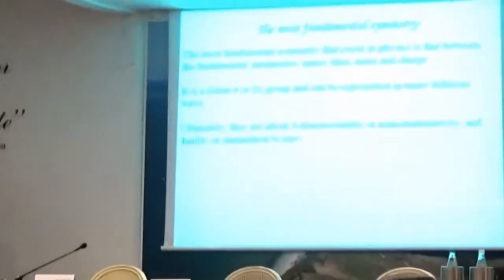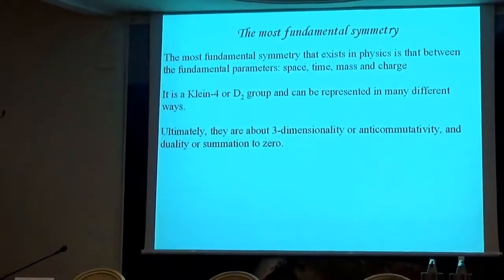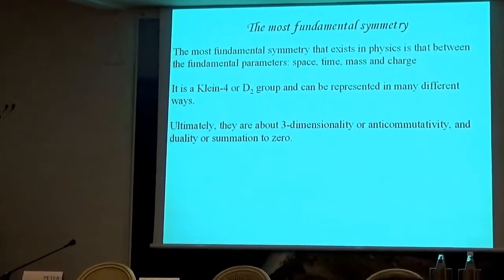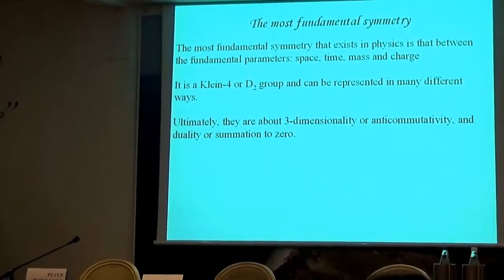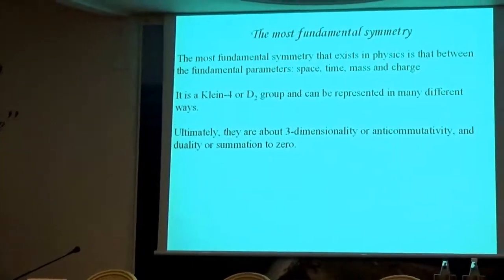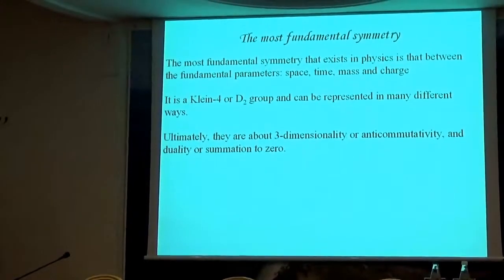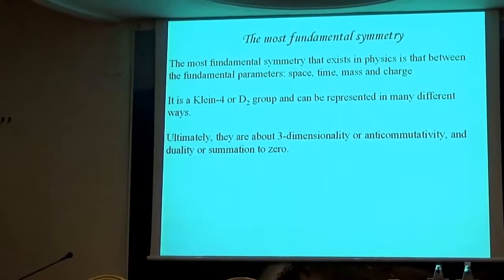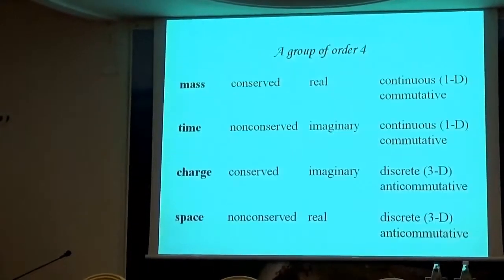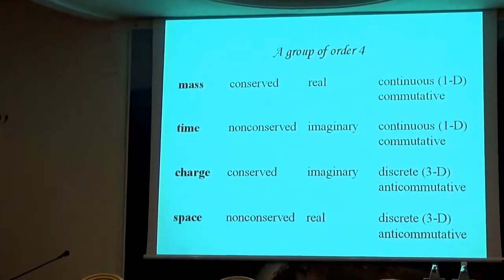This is a symmetry between the fundamental parameters space, time, mass and charge. And in my view, this is a Klein 4 or D2 symmetry, and we can represent it in a lot of different ways. Essentially, what we've got is 2 symmetries at the heart of this. We have 3-dimensionality or anti-commutativity, and we have duality or summation to 0. Essentially, the numbers 3 and 2 are the most fundamental in physics. And this is the way I see those concepts emerging.